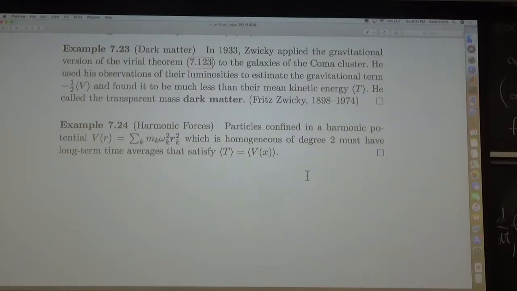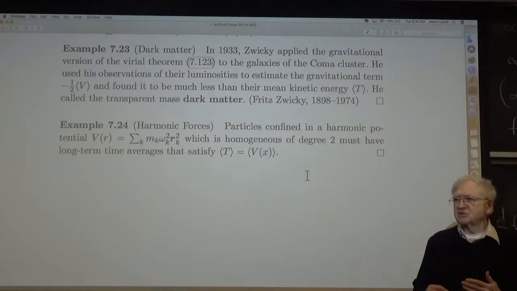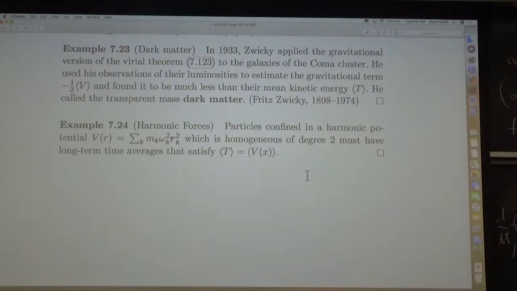And so he found that it was inconsistent with the Virial Theorem. And not wanting to give up the Virial Theorem, he said that there was some matter there that he called dunkel, which is German for dark. Anyway, other people call it dark matter.